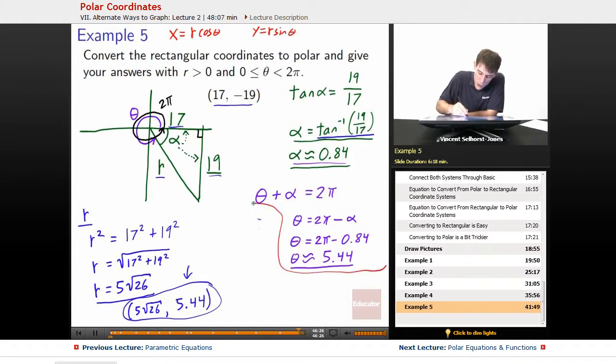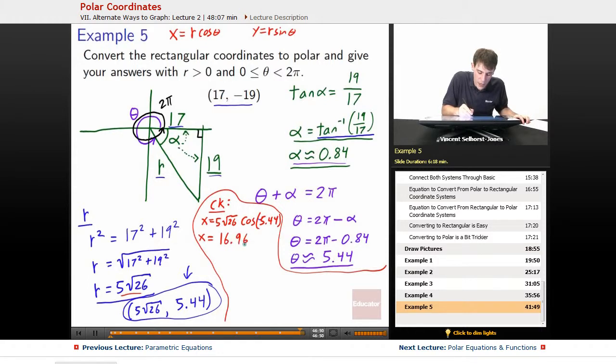So I will put in the middle this sort of checking box. So if we want to do a check, well, x equals r cosine theta, so that means x is equal to, what's our r? Our r is 5 root 26, so 5 root 26 times cosine of 5.44. We plug that into a calculator and we wind up getting x is equal to 16.96. What did we have originally? We originally had 17, and remember we wound up having some round off error because we had to round because it was tan inverse of 19 over 17, so we rounded to 0.84. So that makes sense that we're winding up seeing 16.96 compared to 17. It's just round off error, but basically our answer is correct, so it checks out.